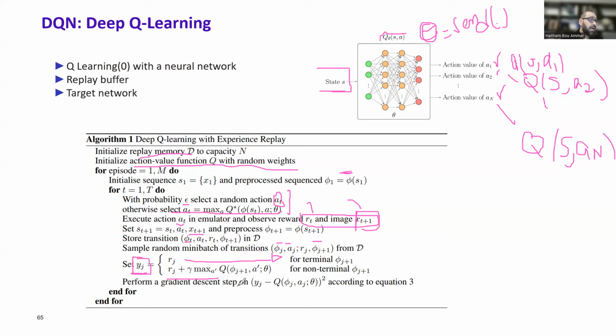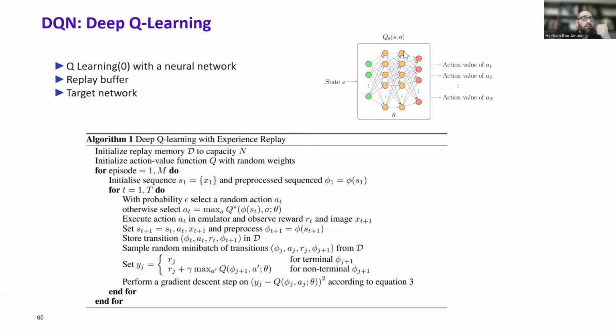And that would be simply performing an MSE loss between the yj and the Q, which is just the yj that you got here, minus the Q for that phi j and that action aj that are available in your replay buffer. And then you square that, and then you take a gradient step on this. And then you repeat. That's all this is.